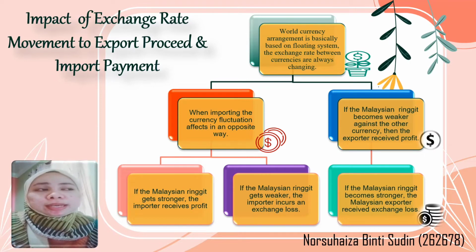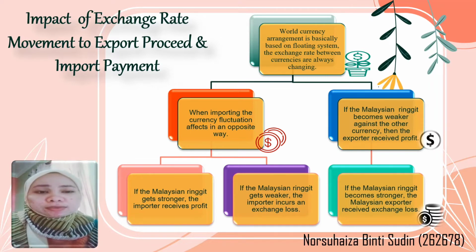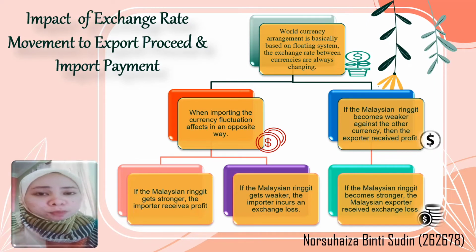The second way is if the Malaysian ringgit gets weaker, the importer incurs an exchange loss. Why? Because when the value of the ringgit falls or weakens in relation to another currency, the price of goods and services from that country rises for Malaysian consumers. So it takes more ringgit to purchase the same amount of foreign currency to buy goods and services. That means Malaysian consumers and Malaysian companies that import products have reduced purchasing power.